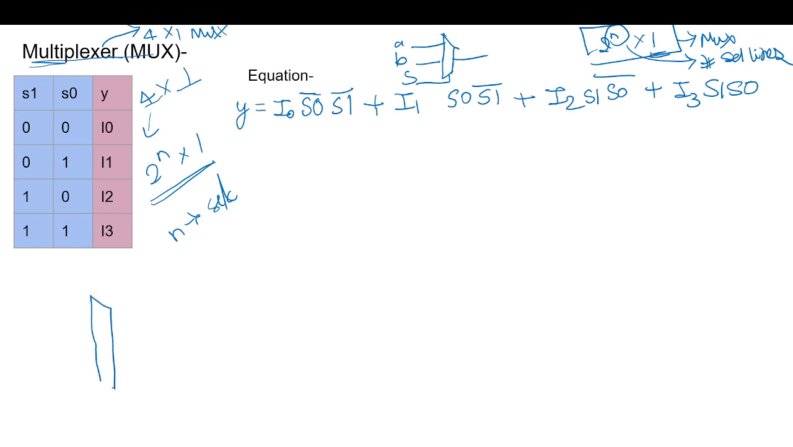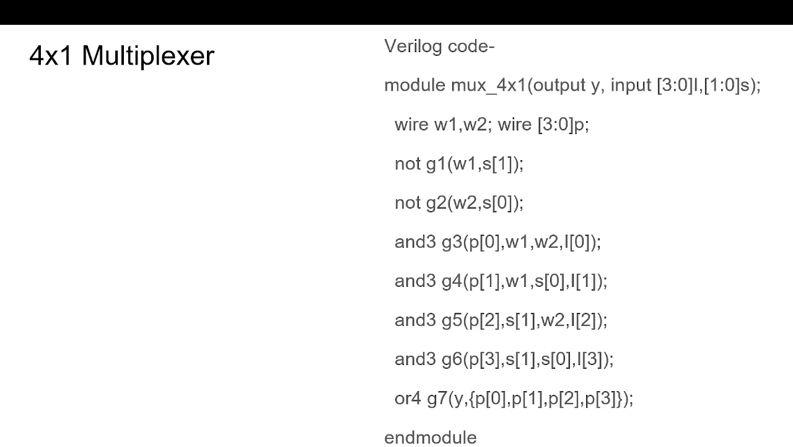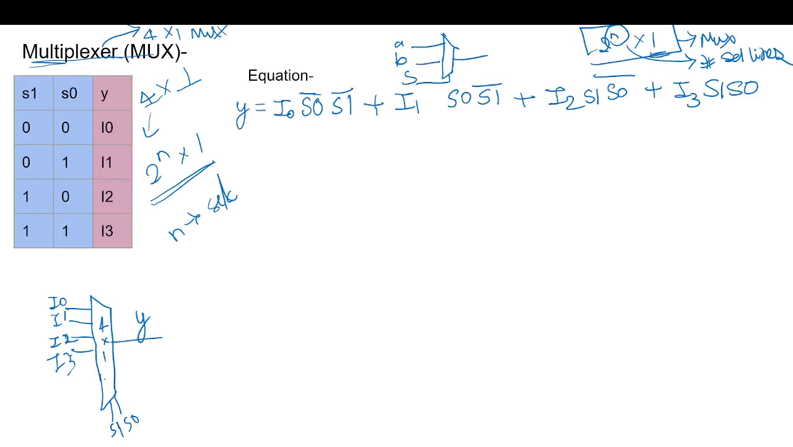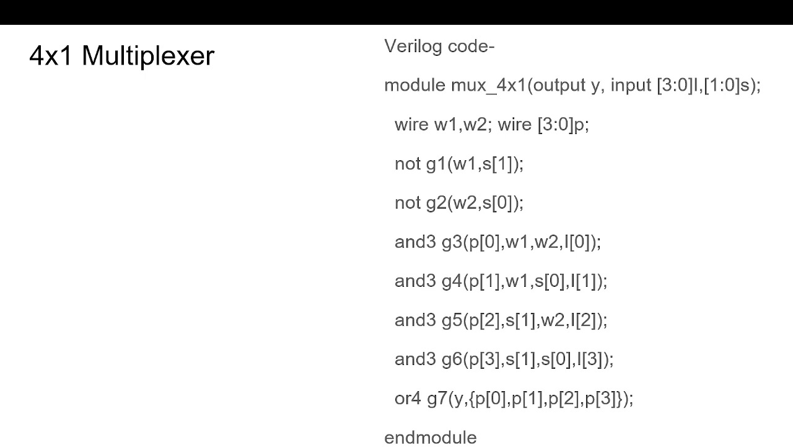So this is the select lines are 2, S1, S0, and there will be 4 inputs which will connect I0, I1, I2 and I3, and the final output. So this is a 4 cross 1 mux. And now applications.